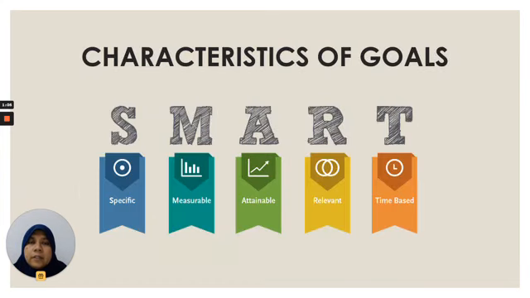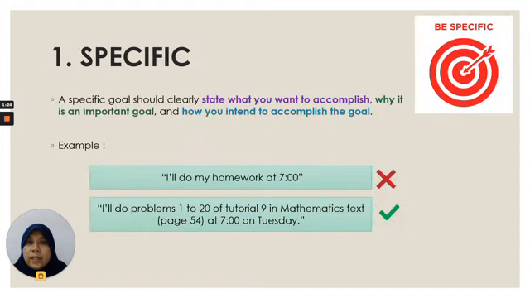Here are some characteristics of goals. So we have SMART here. S for specific, M for measurable, A for attainable, R for relevant, and also T for time-based. So let's see each and every word. What is specific? A specific goal should clearly state what you want to accomplish, why it is important, and how you intend to accomplish the goal.